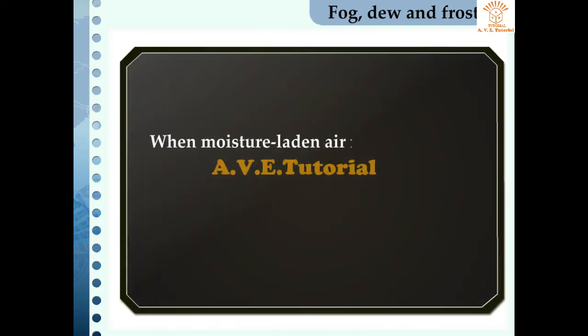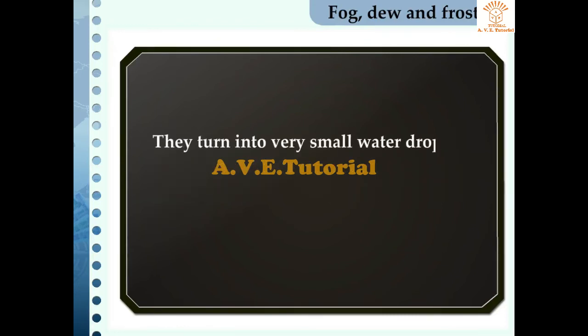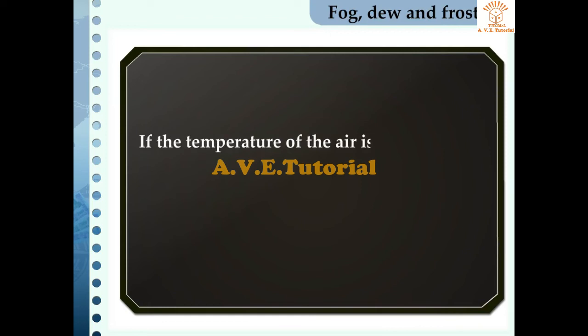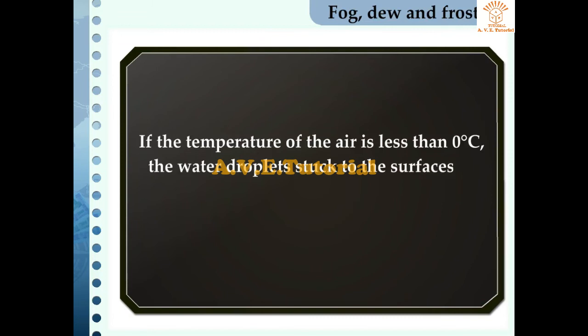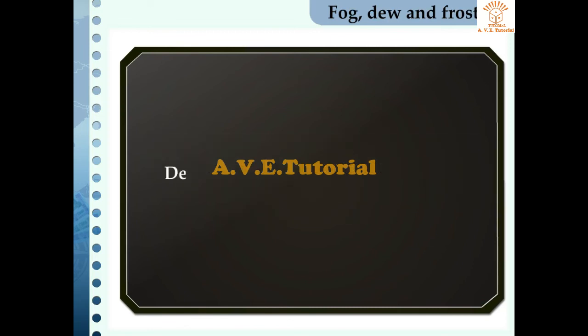When moisture-laden air near the Earth's surface comes into contact with very cold objects, condensation of the vapor takes place. They turn into very small water droplets. These water droplets stick to the surface of the cold objects. This is called dew. If the temperature of the air is less than 0 degrees Celsius, the water droplets stuck to the surfaces of cold objects freeze. This frozen water droplet is called frost. Dew and frost occur on a large scale in winters.